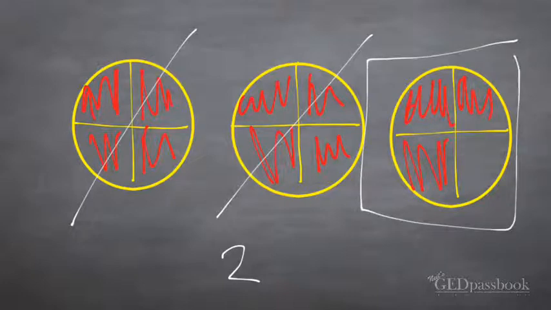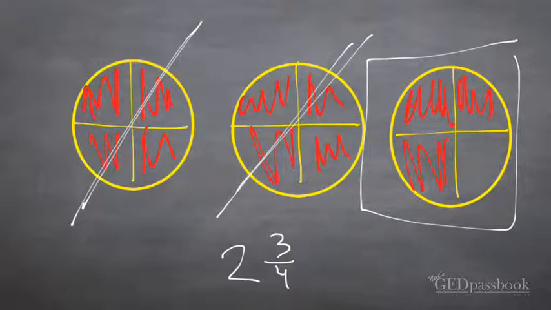Now all you got to do is count how many pieces are taken from the whole. And if you see there, it is 3 pieces taken out of 4 pieces. 3 slices taken out of 4 slices. So in this specific case, the mixed fraction is 2 3/4. Always count how many whole slices there are, and then count the remainder. In this case, 3 out of 4.